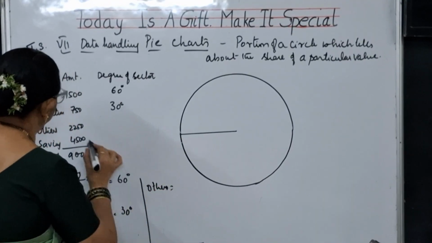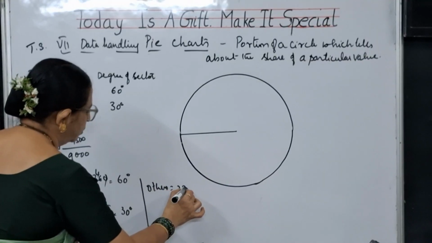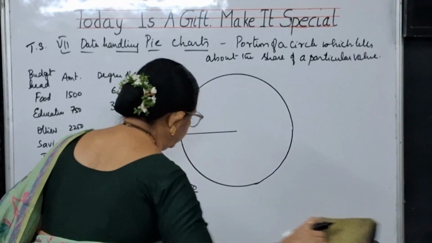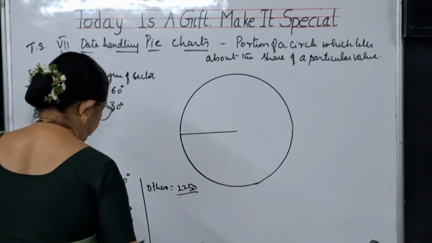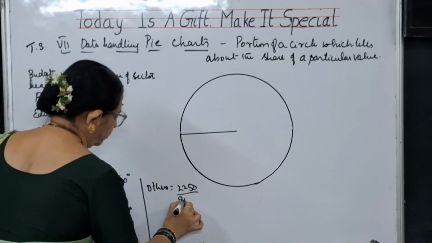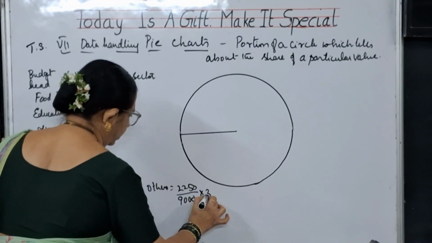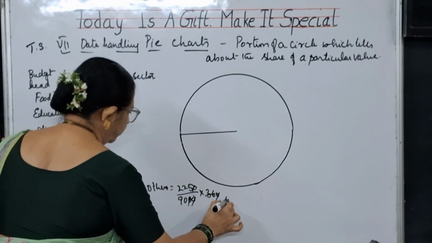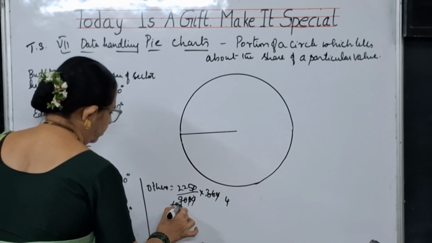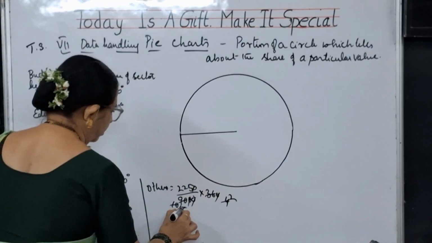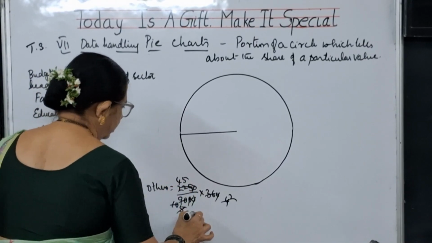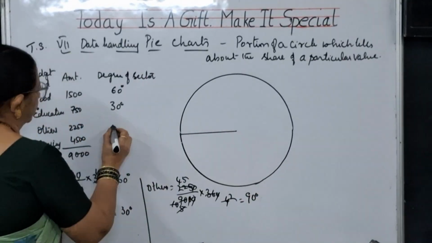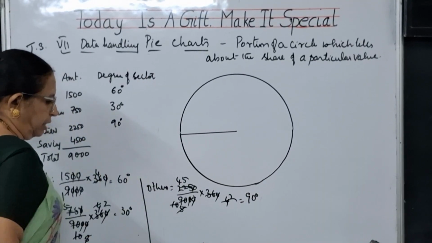Others, how much? Others is 2250 by, sorry, it is 9,000. 2250 by 9,000 into 360. Zeros will get cancelled. 9 fours are 36, 9 tens are 90, 2 fives are 10, 5 fours are 20. So how much I am getting? 45 twos are 90 degrees. So others we have got 90 degrees.